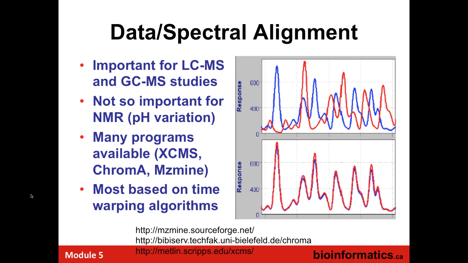We also went through the process of data alignment and spectral alignment. We saw how it's done or typically done for LC-MS, and can be done for GC-MS. There is some issue with NMR as well, where there is some need for spectral alignment, and that's a result of pH variations. Again, we saw some programs that did that, and most of the alignment tools are based on what's called time warping.